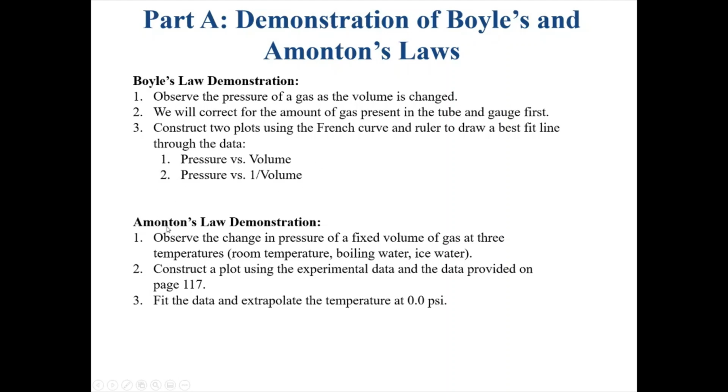Okay, and then the other demonstration we're going to do is the Amonton's law demonstration. So we're going to observe the change in pressure of a fixed volume of gas at 3 temperatures: room temperature, boiling water, and ice water. And then we're going to make a plot using the experimental data and the data provided on page 117. I will show you guys that at the end of this video, where the data is going to be. Then we're going to fit the data and extrapolate the temperature at 0 psi. So we're going to take a look at these graphs now so that you can understand what you have to graph and why.